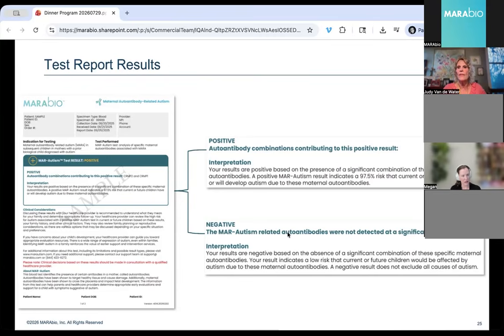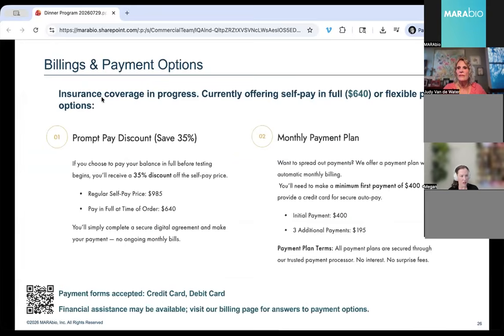Thank you. Go on to the next slide. I believe this is the last process slide that we have about the test. It is currently a self-pay option. If it's paid in full, it's $640, or there's a payment plan available where the full price of the test would be paid. We do have financial assistance that may be available, and people can go onto the billing page to fill out some preliminary information about their family and income that can help determine whether they would qualify or not.